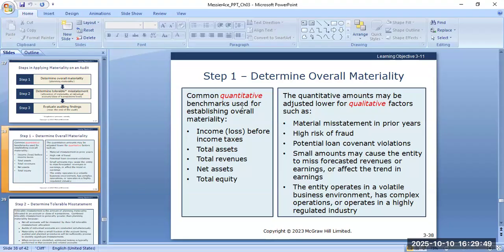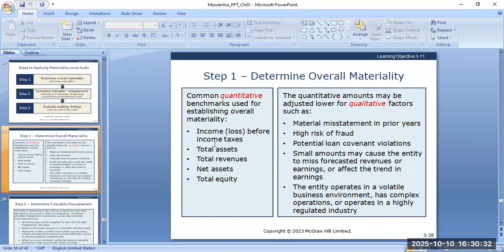So, a common quantitative benchmark is used for establishing the overall materiality. If you take a look at the audit standards, they actually guide you on which comes first and which comes second in determining the overall materiality, and they even give you the percentage. The common quantitative benchmark used to establish the overall materiality is, first, income before income tax.